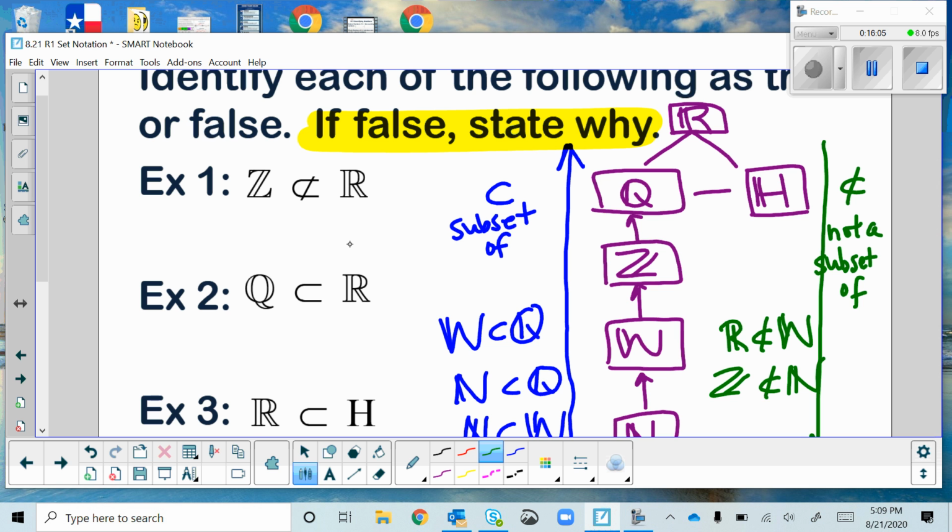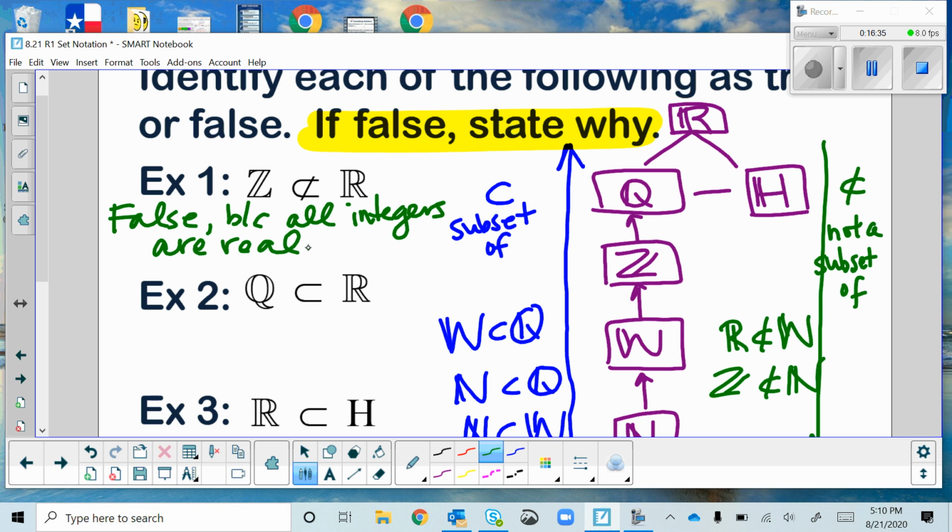All right, here's what I'm hoping you got on those answers. Number 1 is false. So it says Z is not a subset of R, but we can tell by our number tree that it is because it's below R. Every integer is also a real number, so it's a subset of that group. So we could say false because all integers are real, for example. Number 2, I hope you got true. It's absolutely true that the rationals are a subset of the reals.